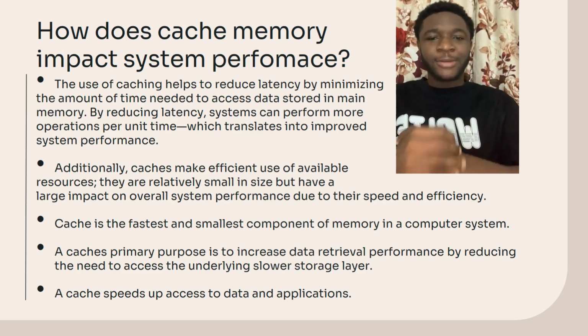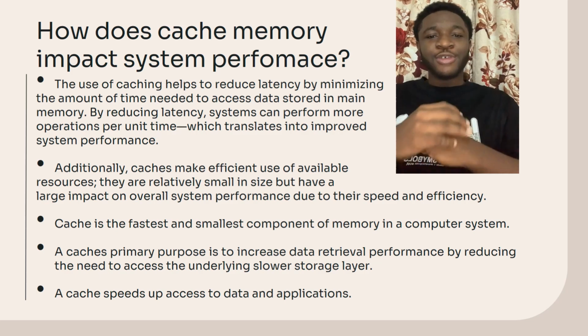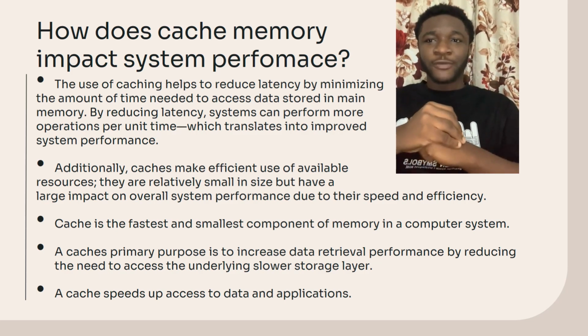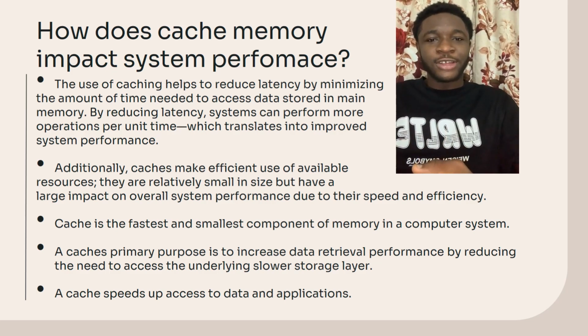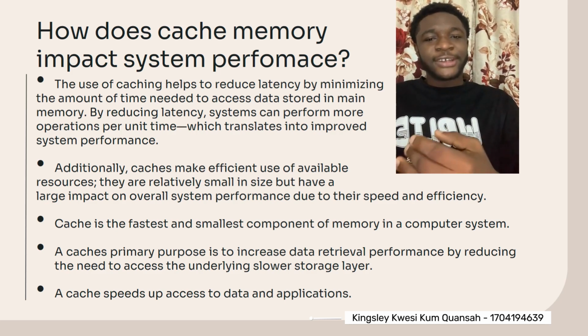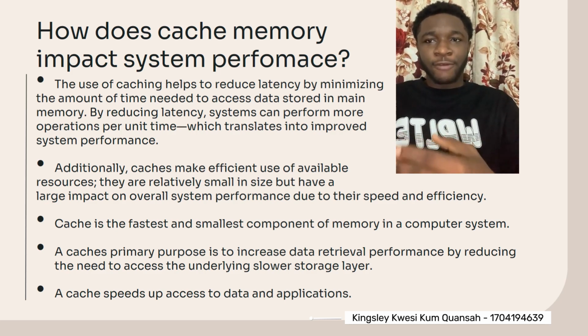In this part, we'll be talking about the impact of cache memory on our system performance. The use of cache memory helps to reduce latencies by minimizing the amount of time needed to access data stored in the main memory. By reducing latencies, the system can perform more operations per unit time, which translates into improved system performance.